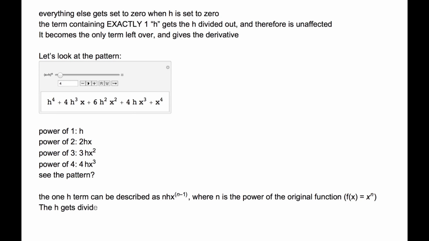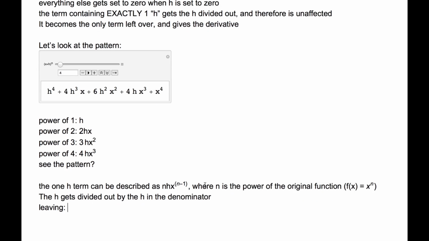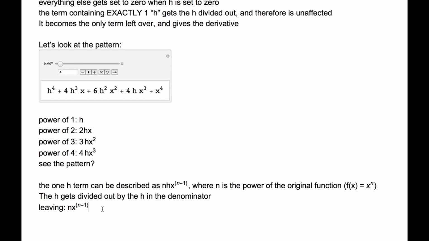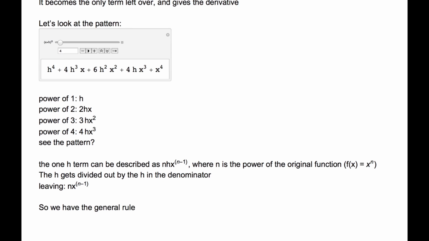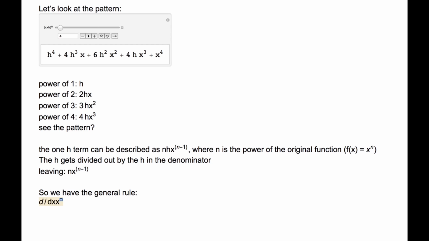The h there gets divided out because that's part of our process of finding the limit. We cancel out the h with the denominator, and that just leaves n times x to the n minus 1. So we get this general rule: the derivative of a function x to the n is always going to be equal to n times x to the n minus 1.